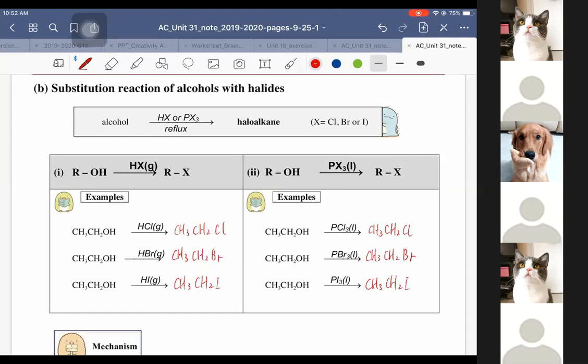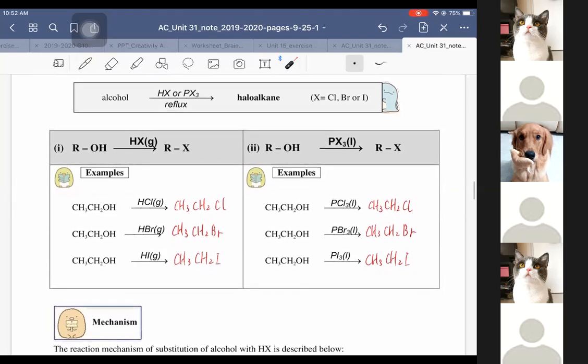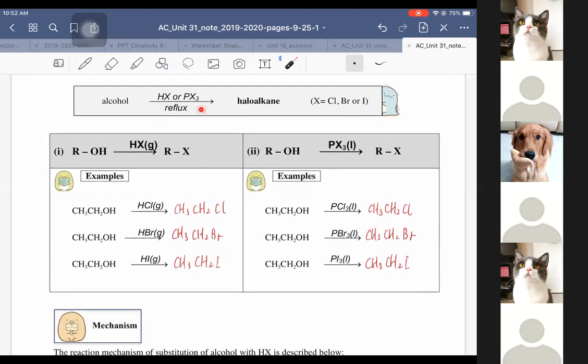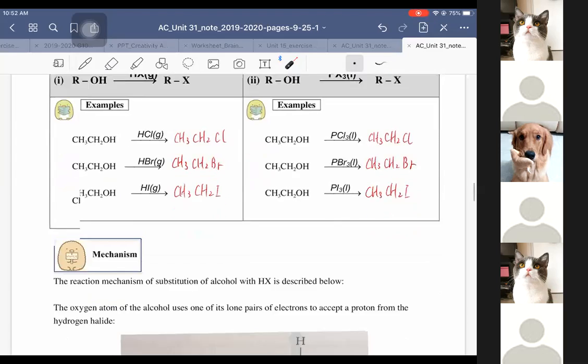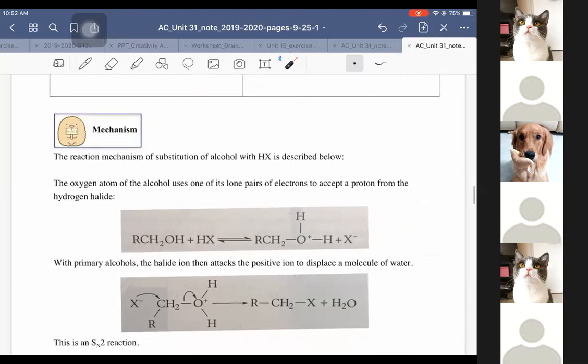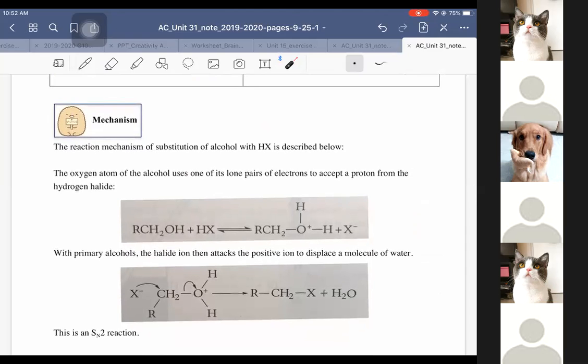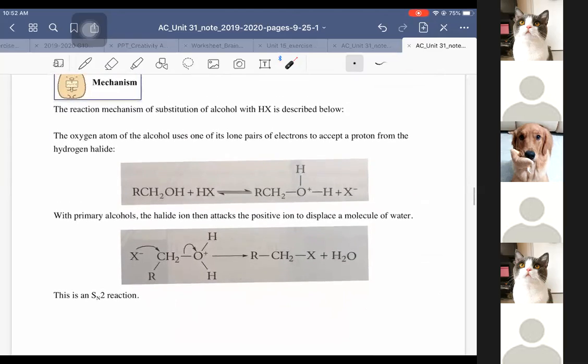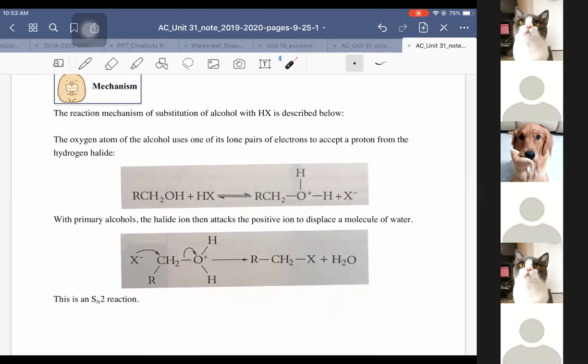For these two reactions, you don't need to write the other product. Just focus on the haloalkane that we produced in the reaction. And remember, for the condition, you need to heat it under reflux for this reaction to go to regenerate the haloalkane. And take a look at the mechanism. Again, this mechanism is not required, but it's related to the SN1 and SN2 reactions we have learned.